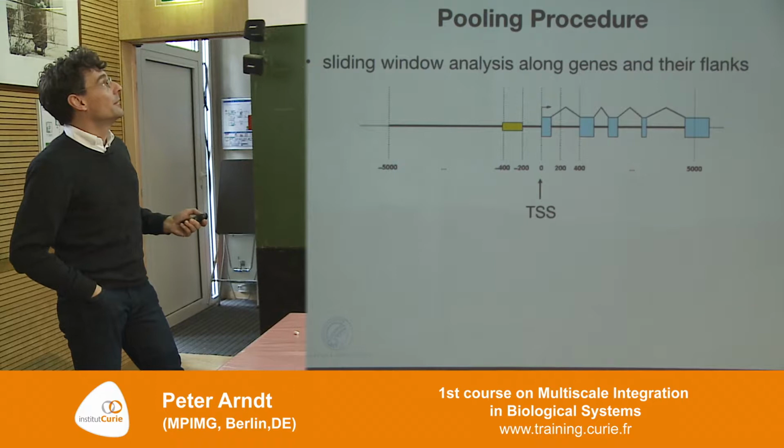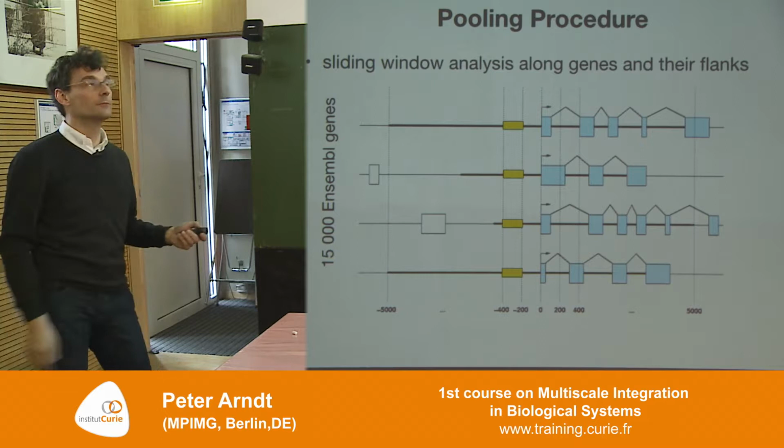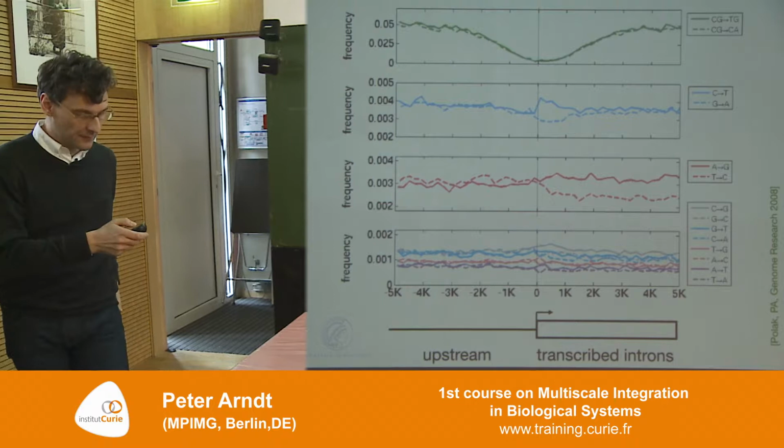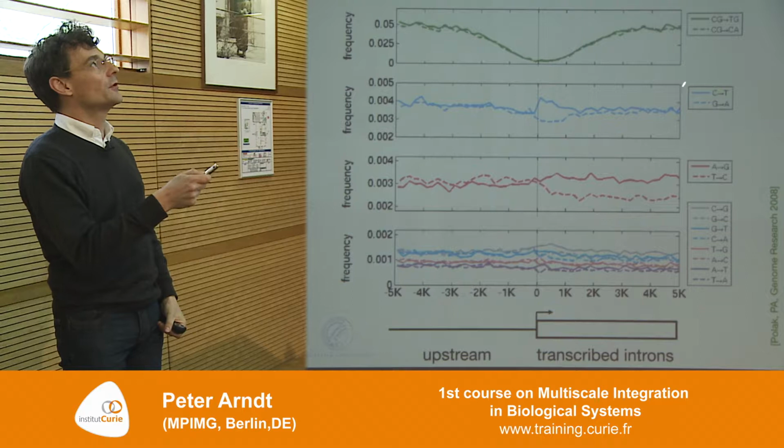Anyway, so you just pull out data from human, chimp, and macaque. You have to do that across all genes because you need a lot of data to measure all these rates. And then what actually comes out is that you see deviations. These are all these reverse complement pairs of rates.